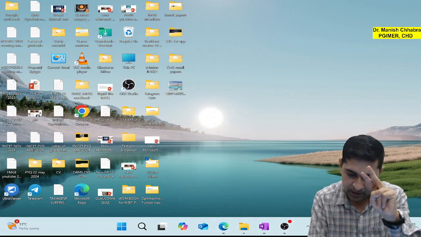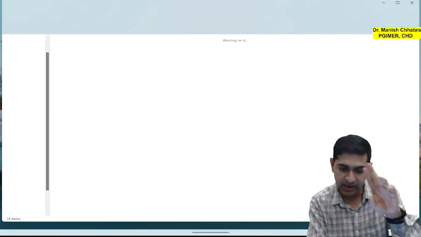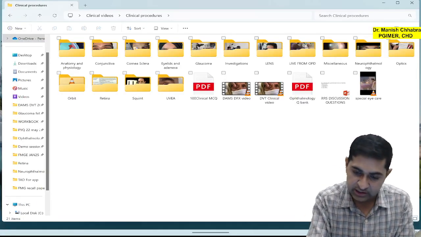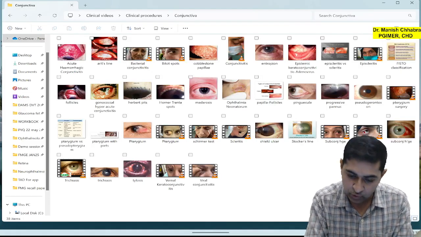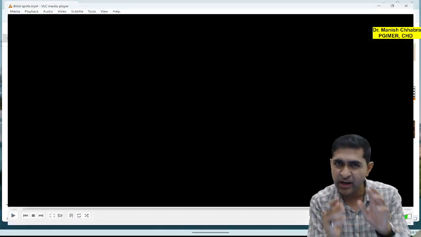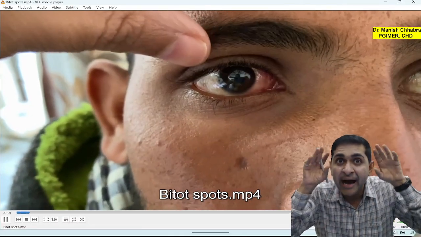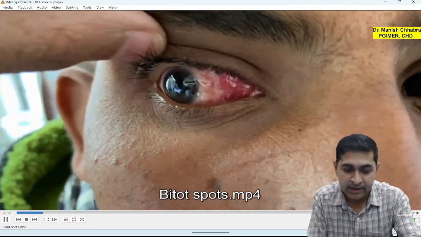All right, where are my clinical cases? Okay, so I am moving towards the conjunctiva. So this is your conjunctiva. I am going to show you Bitot spots. Check out the foamy appearance. They are bilateral, present on the temporal side.